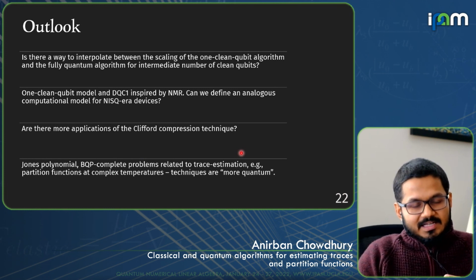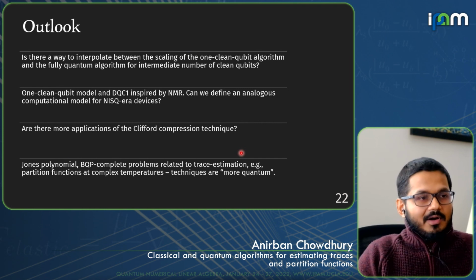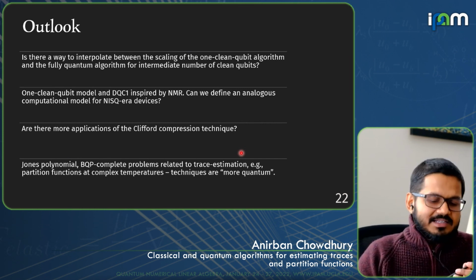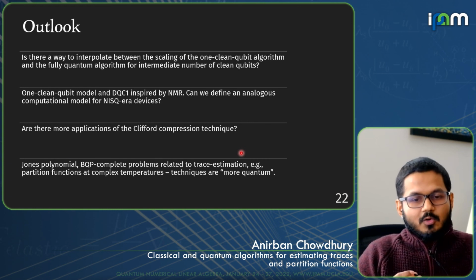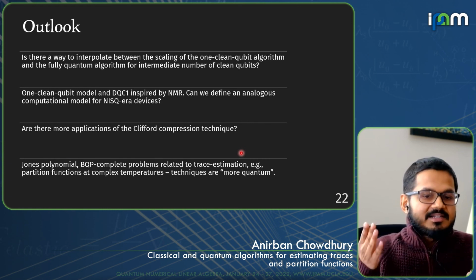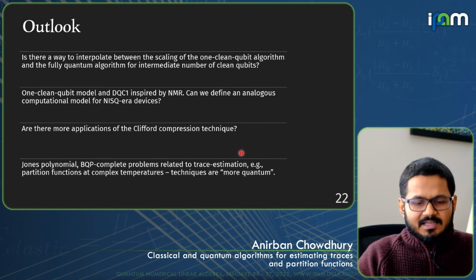So just in terms of outlook, here are some things one could think about. There was this quadratic difference in scaling between the one-clean-qubit algorithm and the fully quantum algorithm. So for something like an intermediate number of clean qubits, could one get some intermediate scaling on the precision? Is that something people might be interested in? That might be something to investigate.